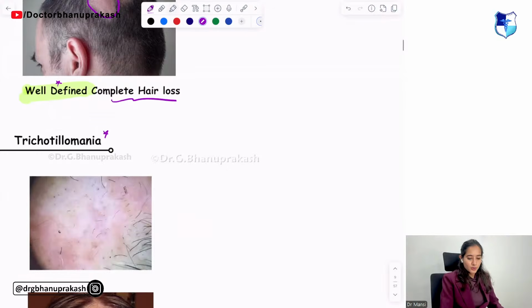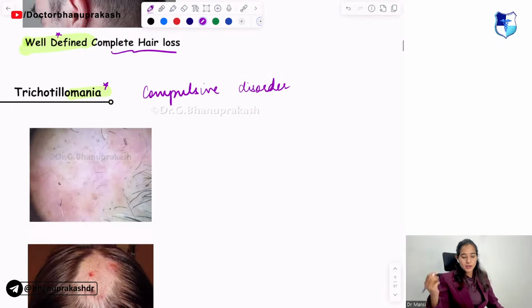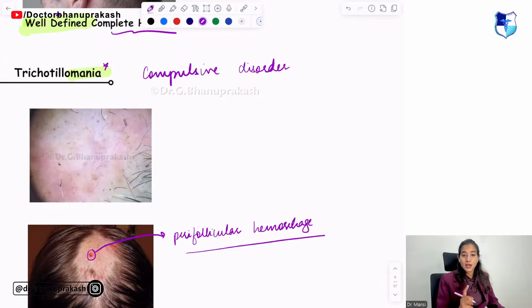Then we have trichotillomania. Mania can remind you of maniac people, people with this compulsive disorder of plucking hair. They have this habit of plucking their hair. Because of this plucking, there occurs perifollicular hemorrhage, around the hair follicle. That's one important thing which is going to help you diagnose trichotillomania.